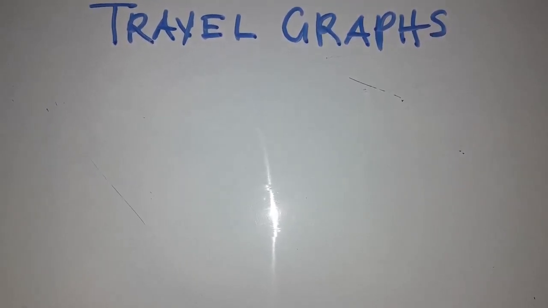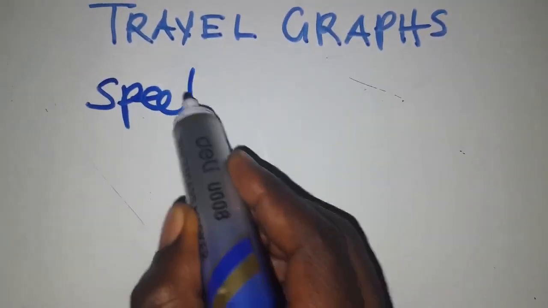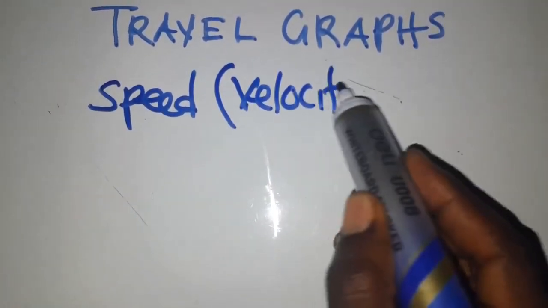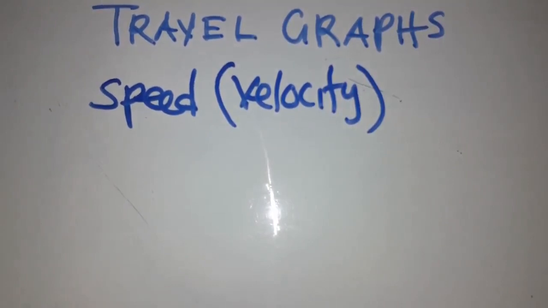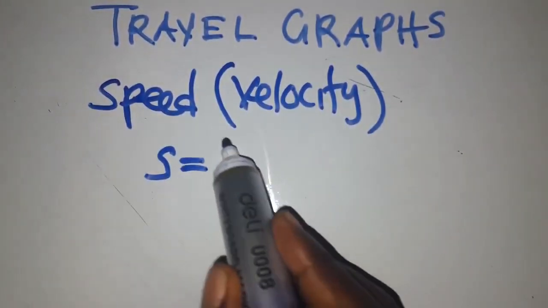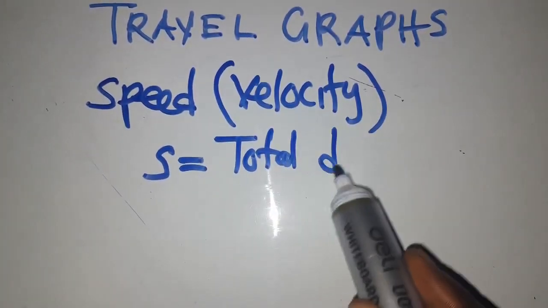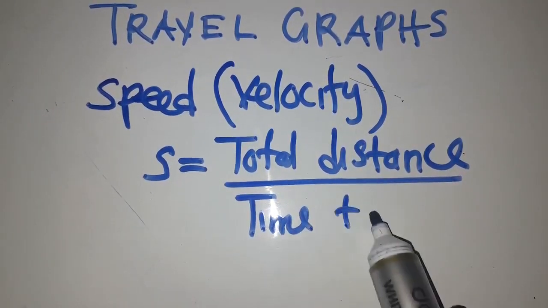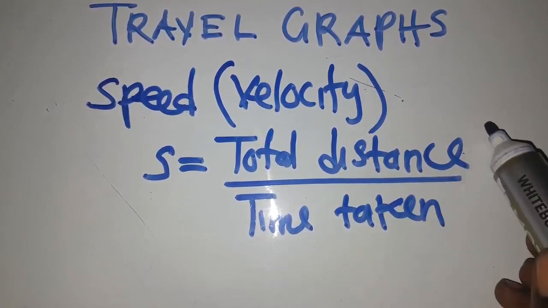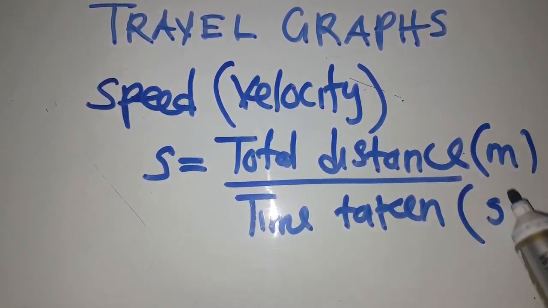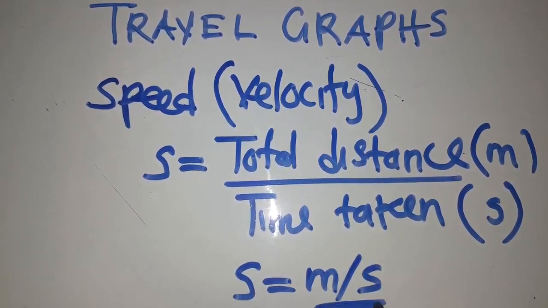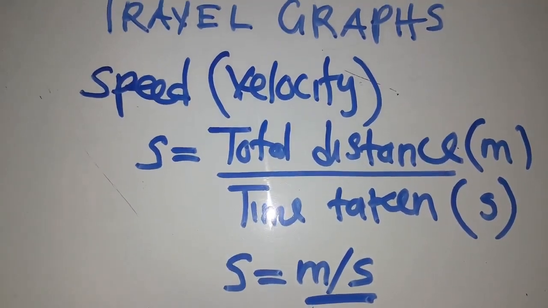Let us look at speed. Speed sometimes can be velocity. So speed is given by the formula total distance over time taken. This is the formula that we use. Distance is in meters, while time taken is in seconds. All in all, speed is measured in meters per second. Meter per what? Per second. This is what you need to know and understand.